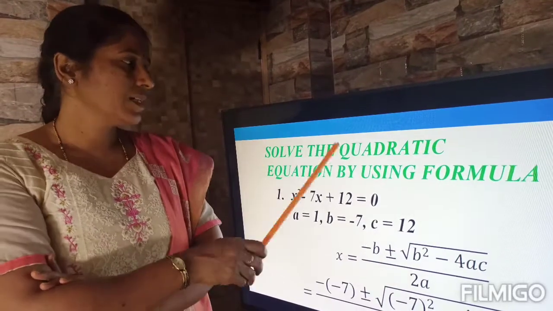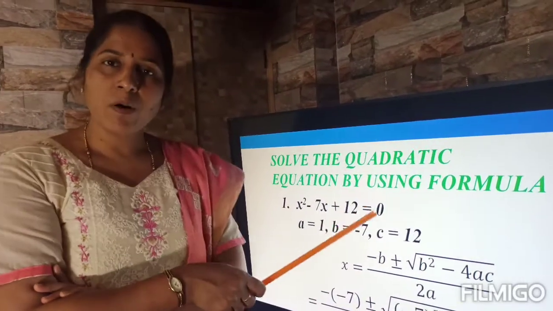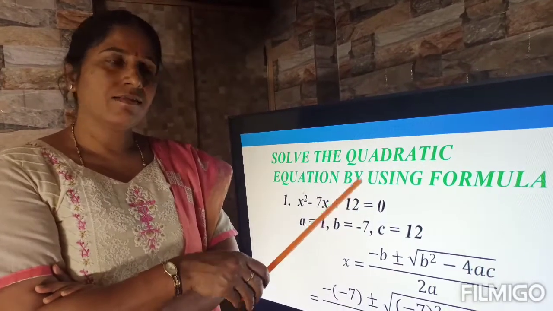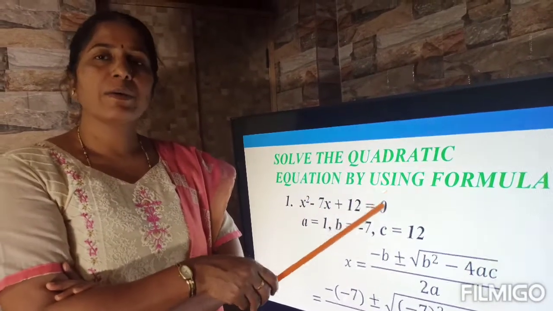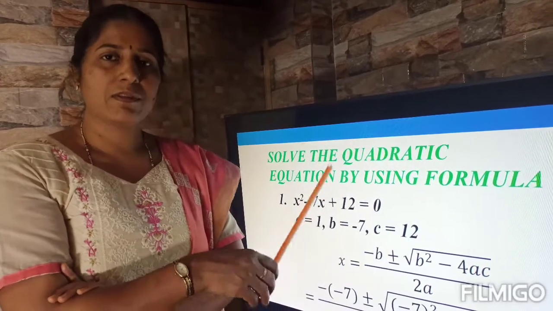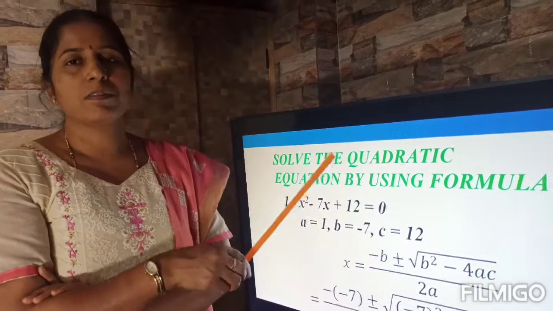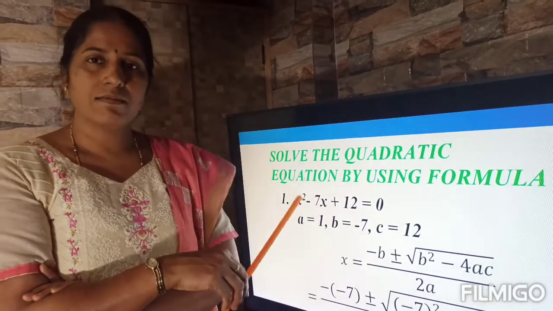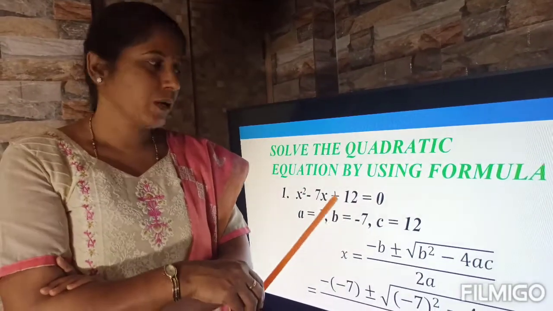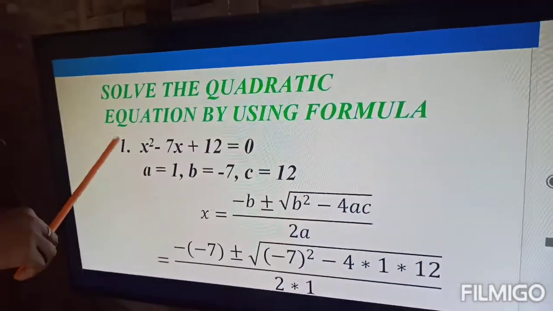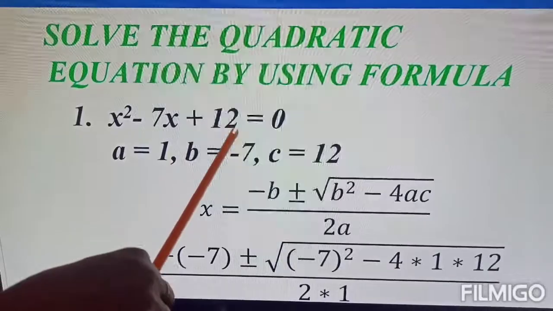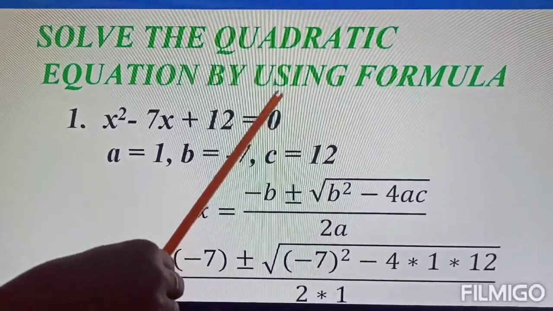Students, now we'll start one more very important method. Solve the quadratic equation, find the roots by using the formula. By using the formula method, find the roots of the given quadratic equation or the given quadratic polynomial. Okay, see, first example, x square minus 7x plus 12 is equal to 0.